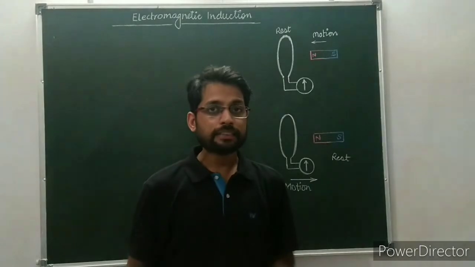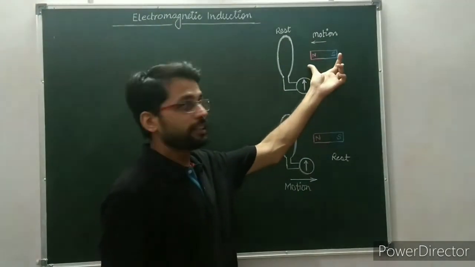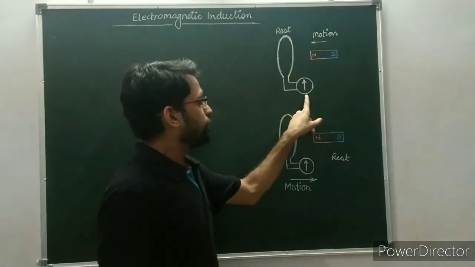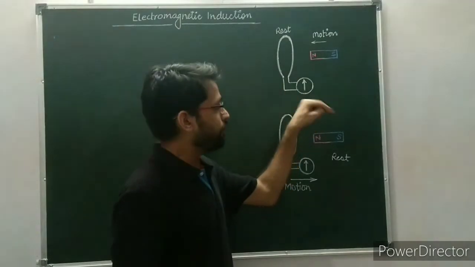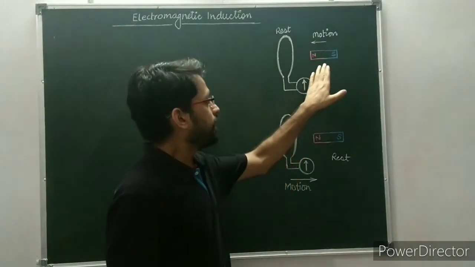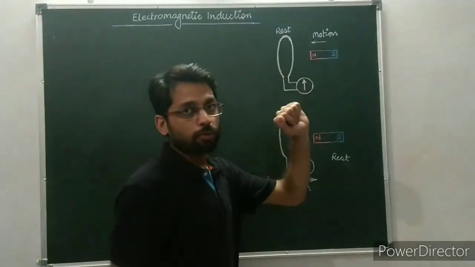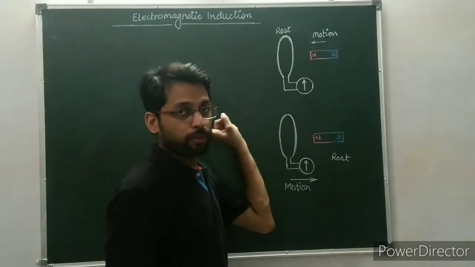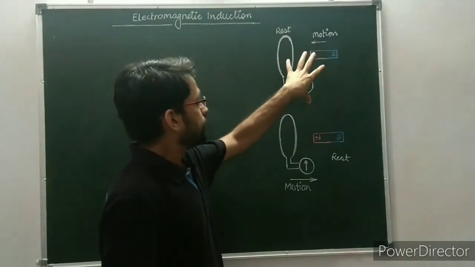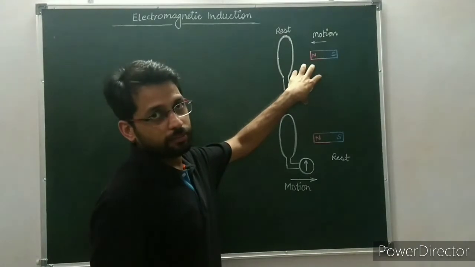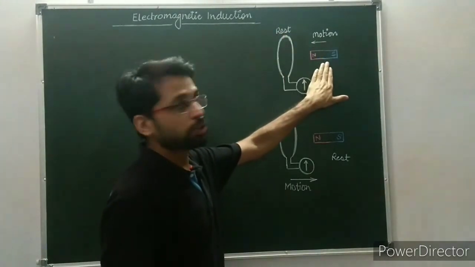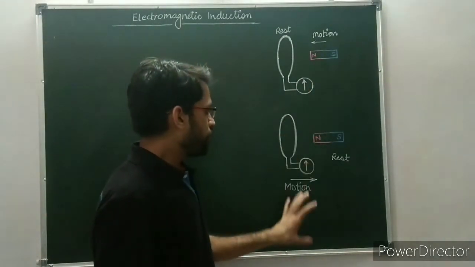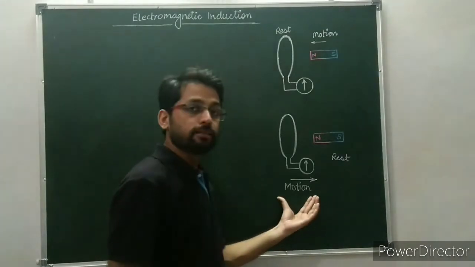In the experiment, we see that when the magnet moves towards the coil, the galvanometer is deflected in one direction. Okay, and when the magnet moves away from the coil, the galvanometer deflects in the opposite direction. Okay, and this is due to induction. The current is induced due to motion of the magnet, and this induction is also possible when the magnet is at rest and the coil is moving.